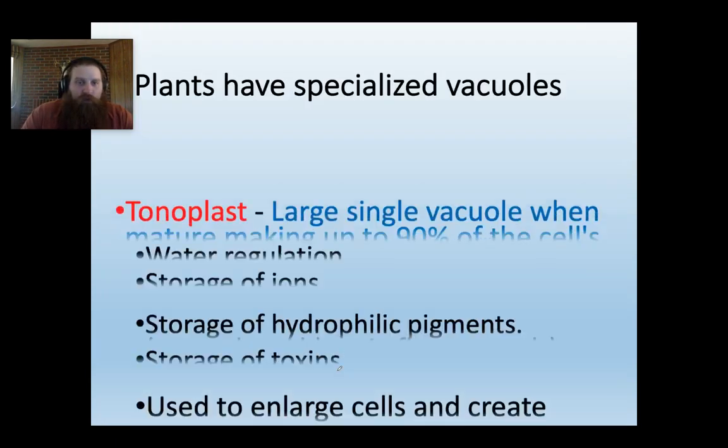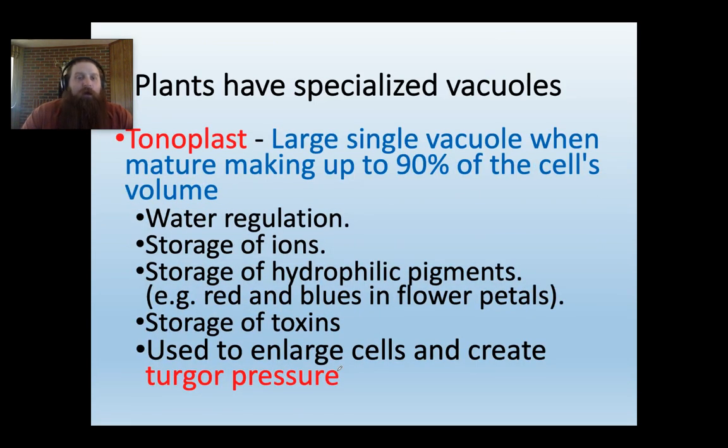Plants also have some interesting vacuoles, like the tonoplast. It is a single vacuole that can be up to 90% of the volume of a mature plant cell. It's responsible for regulating the water that is in the cytoplasm of the plant cell. It allows the plant to store ions there, salts, ammonium salts, fertilizer, things like that we might want the plant to use to grow. It's where you store the pigments that give all the different flowers their colors. Some cells use them to store toxins.